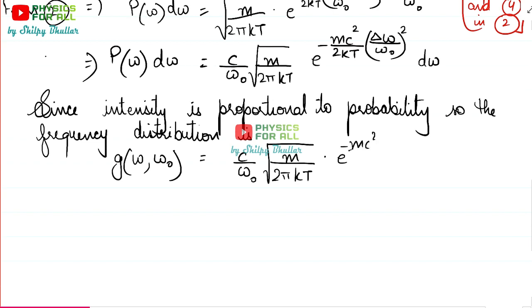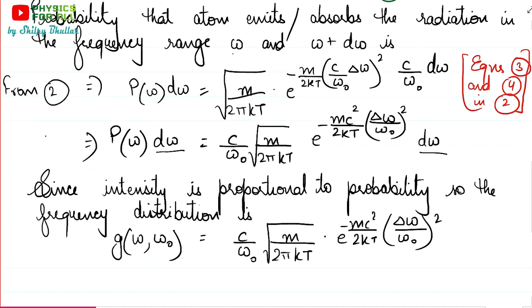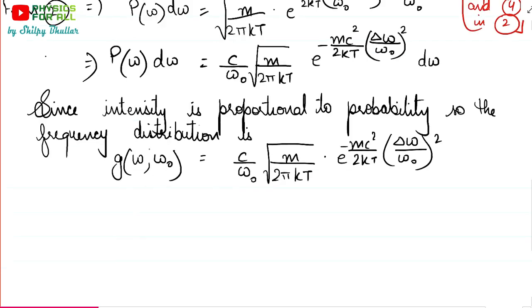So this is exponential of minus mc² upon 2kT times (Δω upon ω₀) whole squared. Now remember, this was the probability p(ω)dω. That's why we were having dω on both sides, because whenever we mention that there is some range, the range tells us ω and ω + dω. So that's why we were representing this change here. As we are just considering the frequency distribution and we are no longer concerned with this dω part, we have removed dω from here and here as well. Both right and left side don't have dω, because this is simply the line shape function and we don't need a differential here.